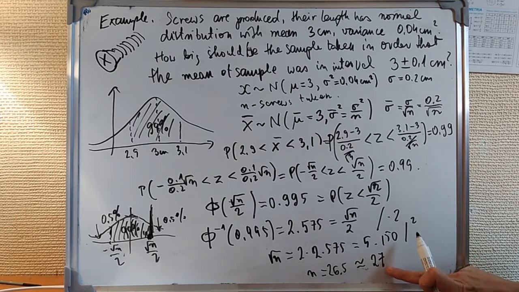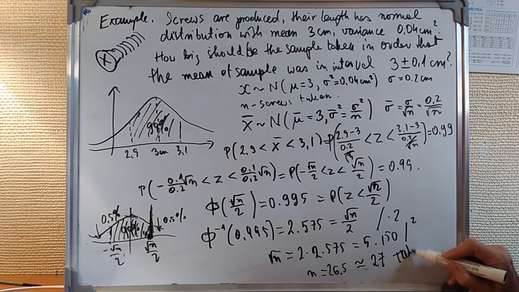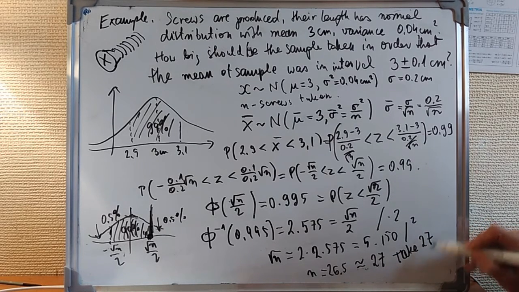Okay, so if we take 27 screws, you are 99% sure that the mean of the sample will be between 2.9 and 3.1. Okay, so the answer is take 27 screws.